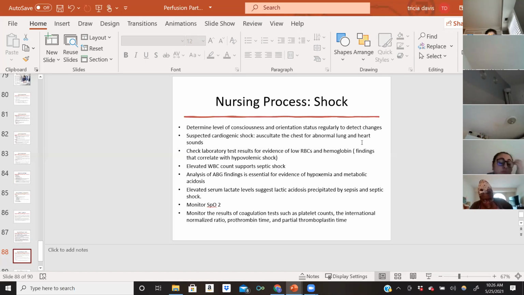So we want to look at their platelet counts. Do they even have enough platelets? Maybe they have low platelet counts. Is their count really high? Are they at risk for developing a blood clot?